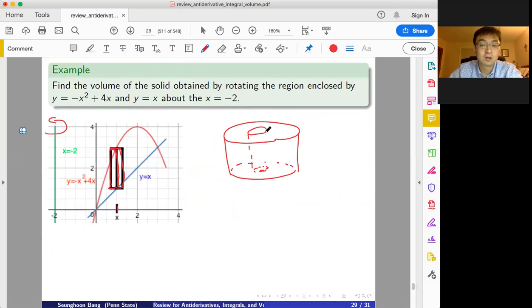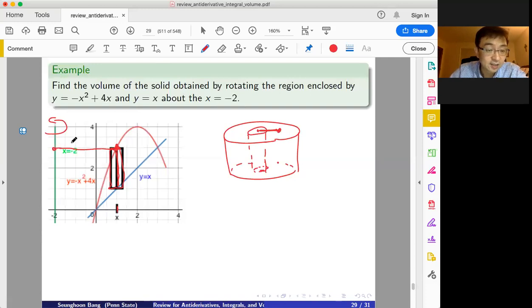The cylindrical shell. What's the radius? The radius is here. This is the midpoint of the rectangle. You can extend it to the rotating axis. This is the radius.